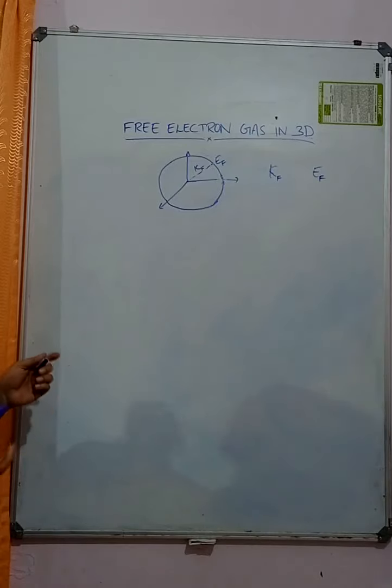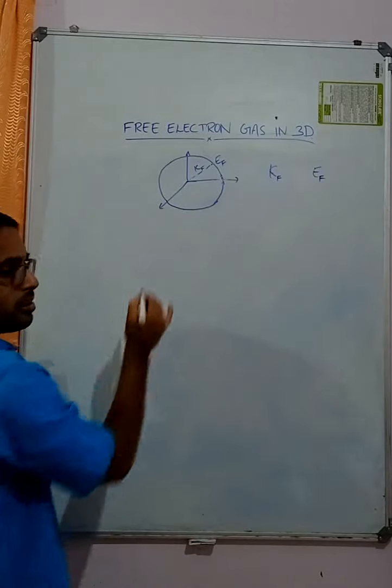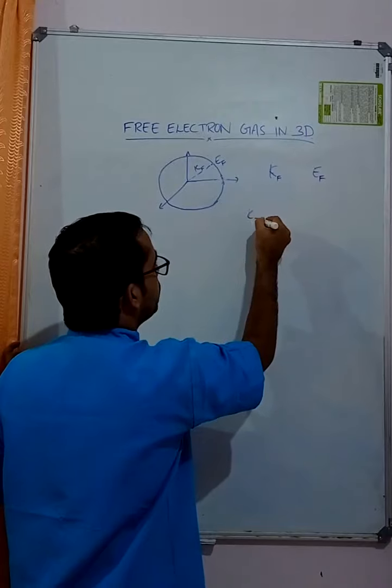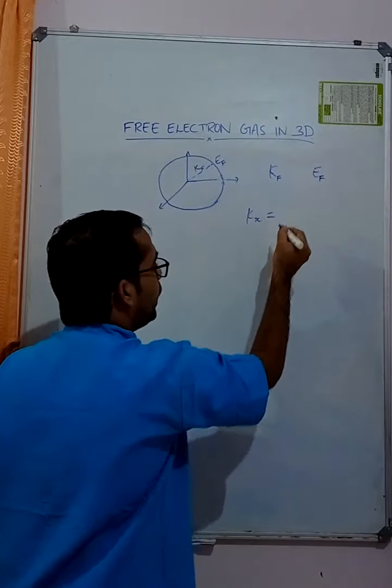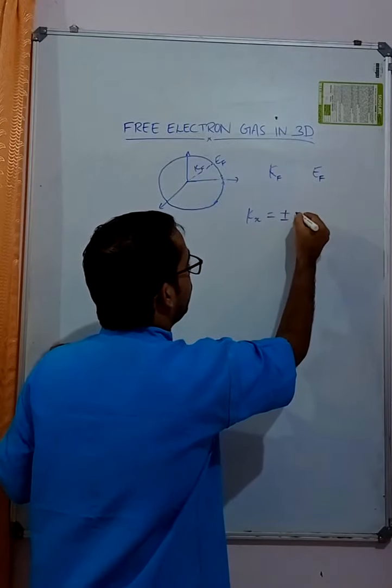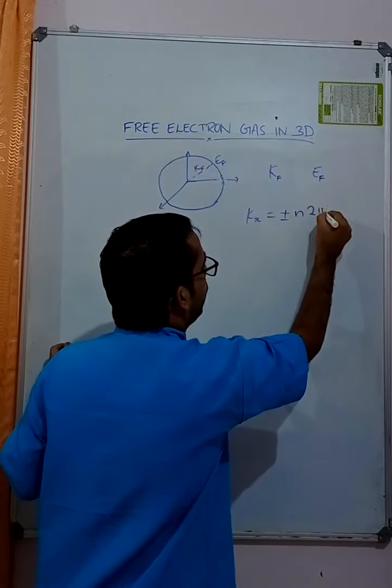Now we are considering different points in k space. We have derived the expression for kx by applying the periodic boundary conditions, that is plus or minus n 2 pi by L.